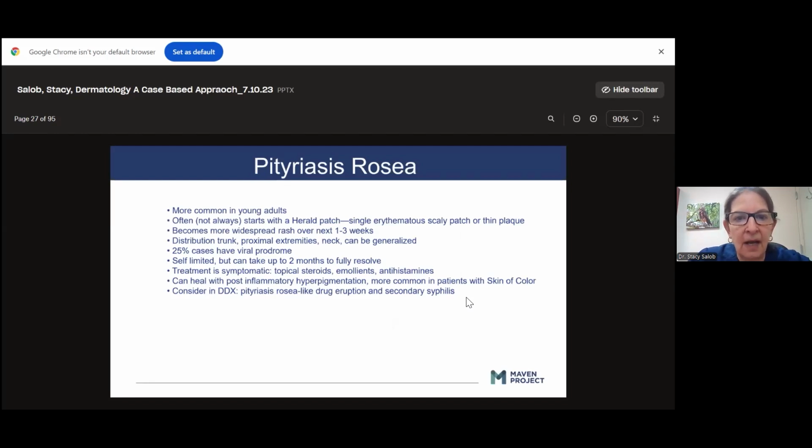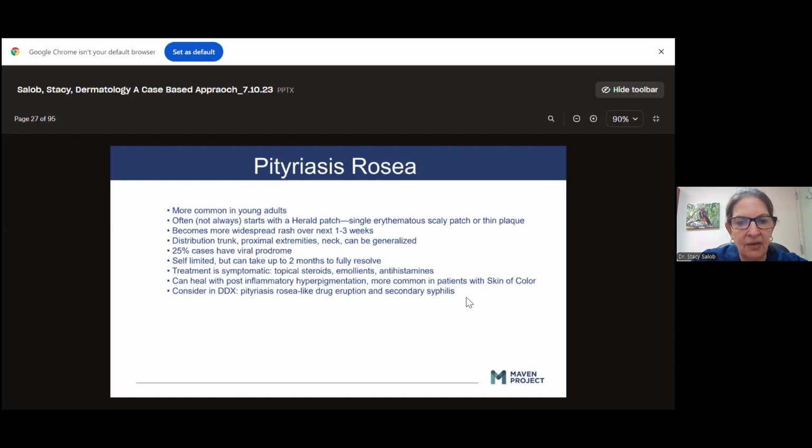So just to summarize, this is more common in young adults. It happens to also be more common this time of year, in spring and summer. I'm not sure why. It can start with that herald patch, and then it becomes more widespread over the next 1 to 3 weeks. So the sudden rash really freaks patients out. It tends to be more on the trunk and neck area, but you can get it on the face and anywhere else. Only a quarter of patients have that viral prodrome.